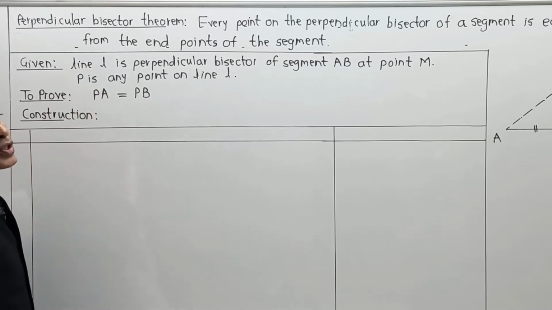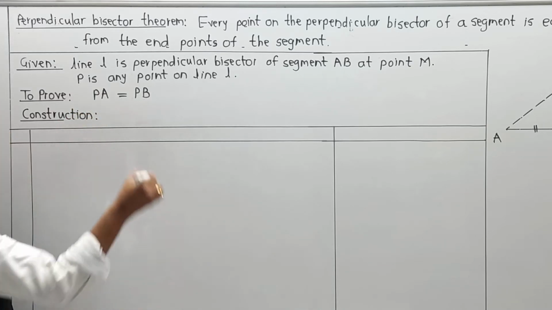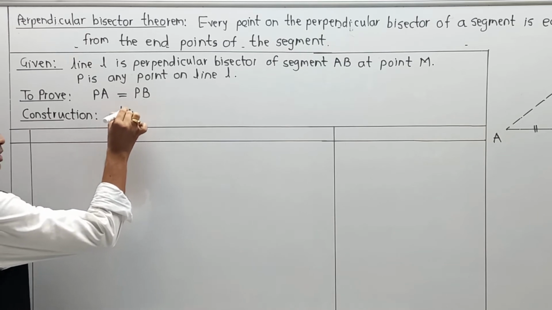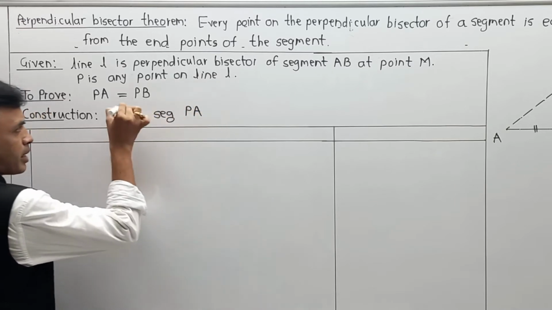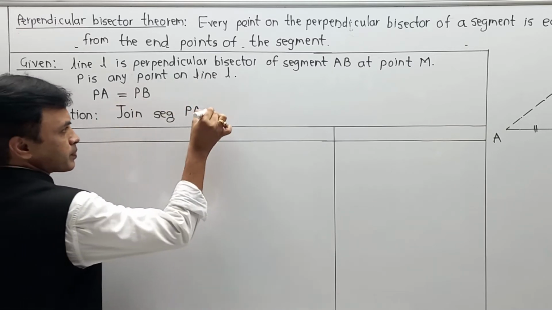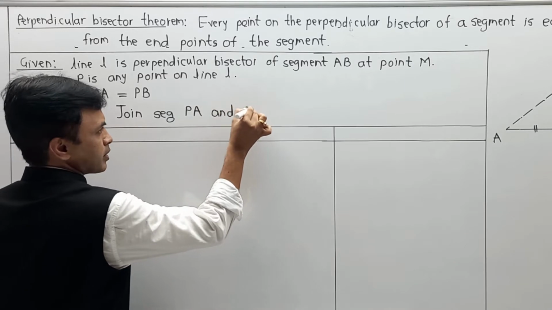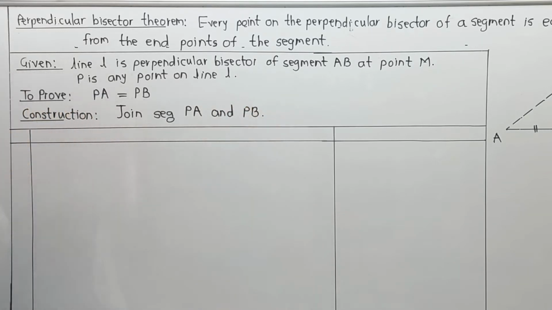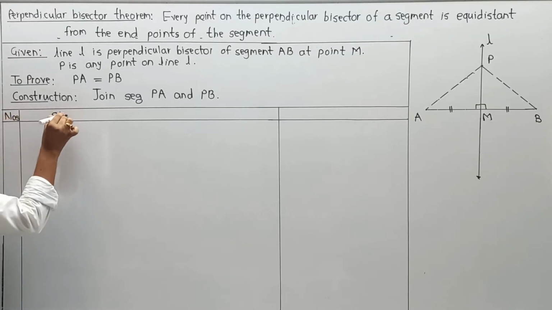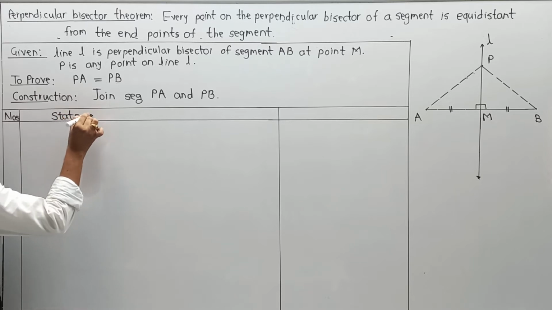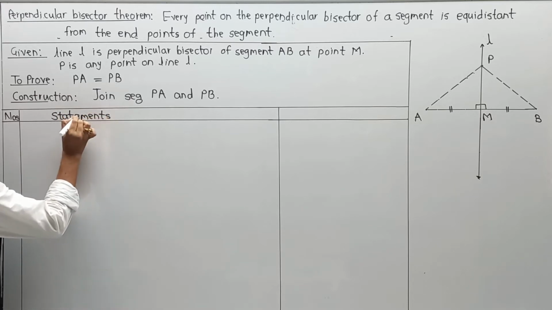Now in construction we have just joined PA and PB, which is the extra part. So I am going to say the part in construction: joined segment PA and PB. Now remember that we are going to write the answer in the form of number, statement and reason.